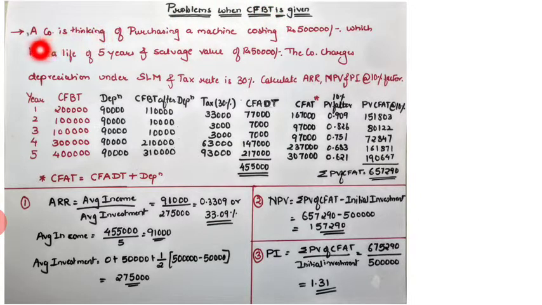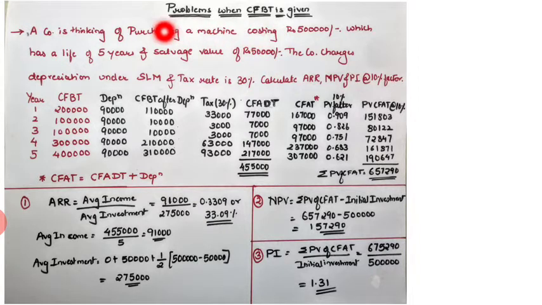The problem is, a company is thinking of purchasing a machine costing rupees 5 lakh. So what is this 5 lakh? This 5 lakh becomes your initial investment, because they are thinking of purchasing a machine which is costing 5 lakh. That means they are going to invest it right now. So it is initial investment, which has a life of 5 years. So life of the machine is also given, which is 5 years, and salvage value of rupees 50,000.